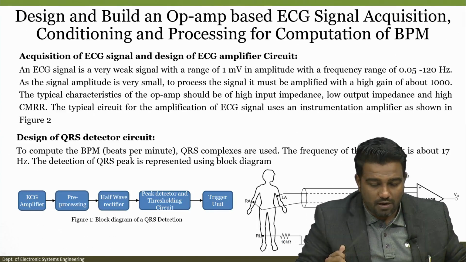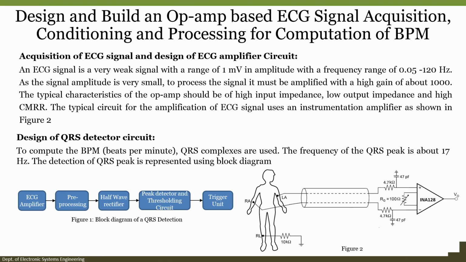So, let us see the first one, which is the acquisition of ECG signals and design of the ECG amplifier circuit. Here you can see that an ECG signal is a very weak signal with a range of just 1 millivolt in amplitude with a frequency range of 0.05 to 120 hertz, right. So, this is a very important point for us, because we have to amplify this extremely low signal. As the signal amplitude is very small, to process the signal it must be amplified with a high gain of about 1000, right.